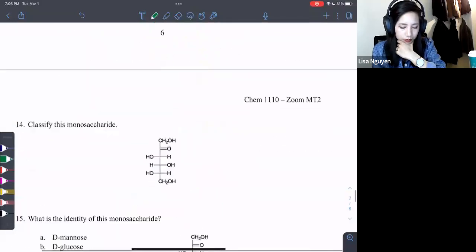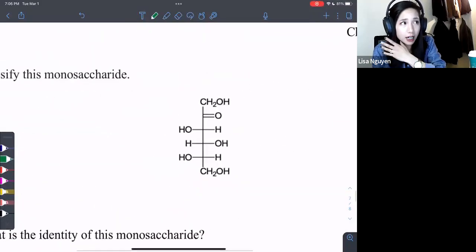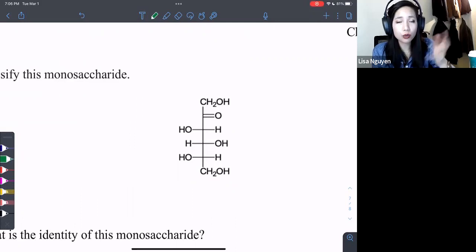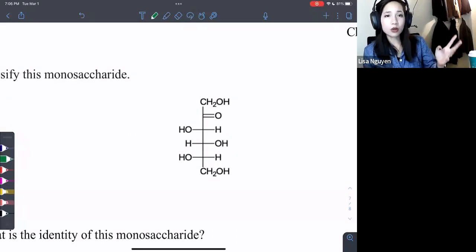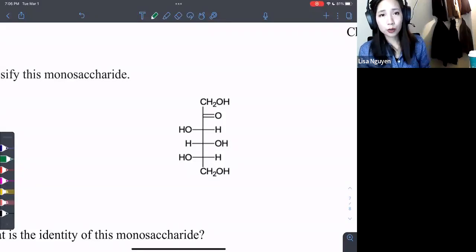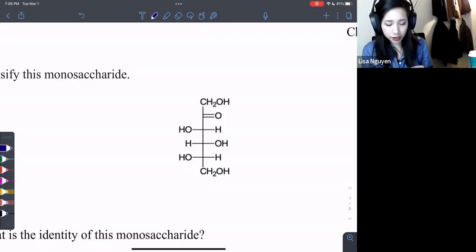All right, so let's classify these monosaccharides, so sugars. When we think about sugars and monosaccharides, we have 2 different types: aldoses and ketoses. That means whether we see a ketone or an aldehyde functional group in the sugar. If you are still unsure on functional groups, I don't know what to tell you at this point.